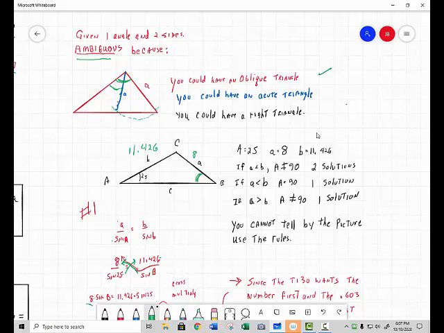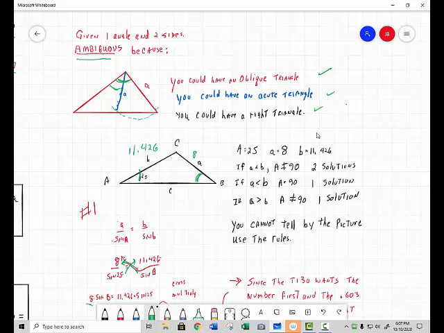All right, so let's take a look here. And we're going to use the same values. Angle A is 25. Side A is 8, and side B is 11.426. Now that gives us one angle and two sides. Wow. Okay, so what are we going to do?